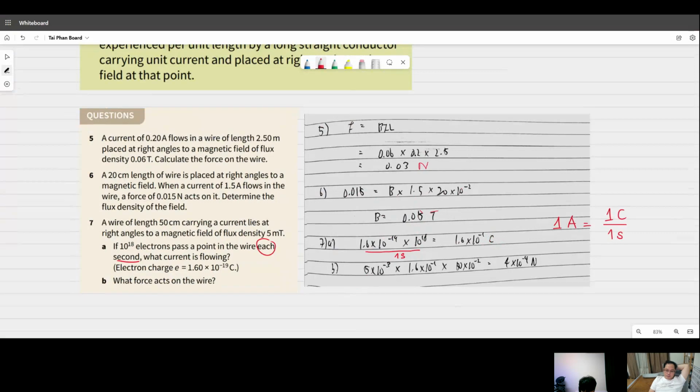Question B, what force acts on the wire? Use the equation F equals BIL. 10 to negative 3, but this is the length, right? The length of the wire, 50 centimeters. So you just need to multiply 50 by 10 to the negative 2, which is 0.5 meter, not 10 to negative 3. Right? No, that's the length. Yeah. Sorry.